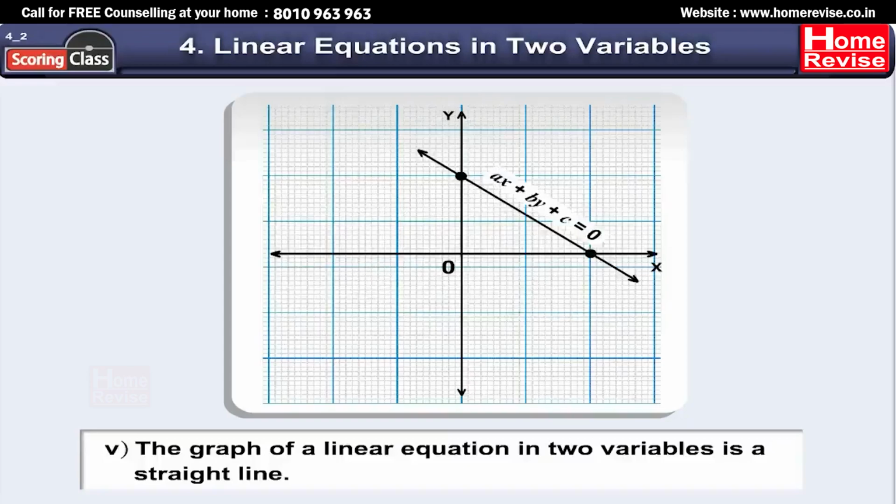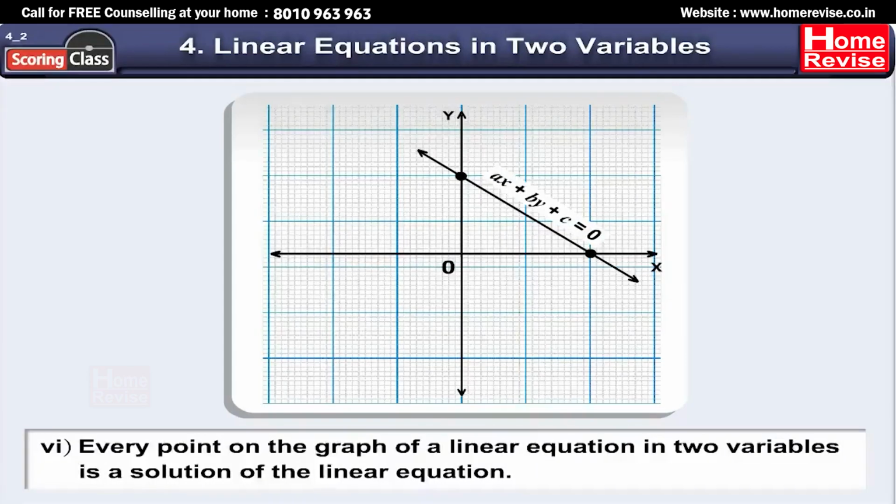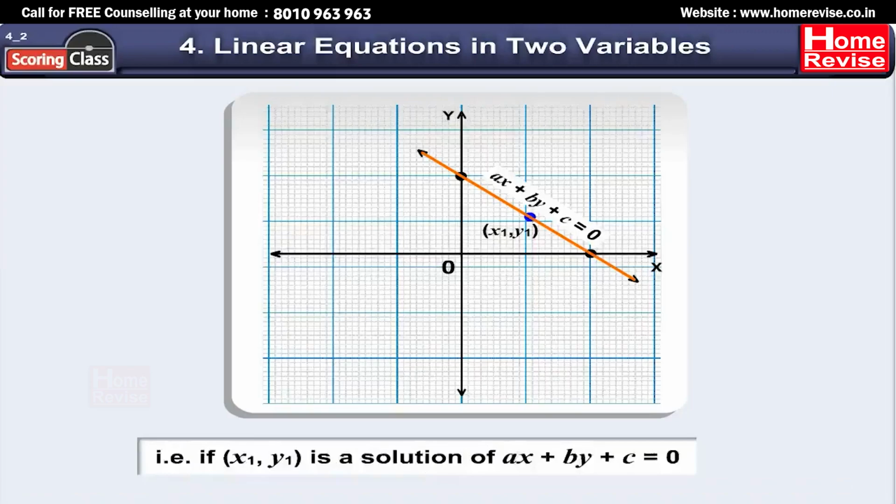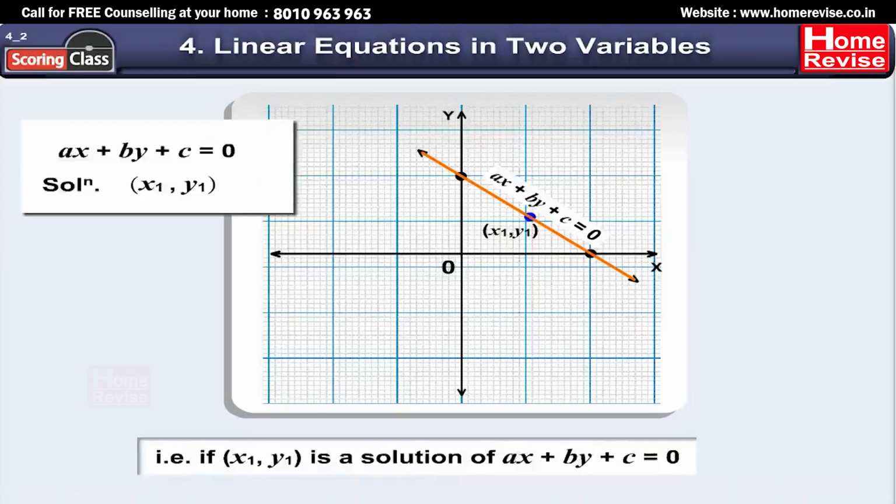Number 6. Every point on the graph of linear equation in two variables is a solution of the linear equation. On the other hand, every solution of a linear equation is a point on the graph of the linear equation. That is, if (x1, y1) is a solution of ax plus by plus c is equal to 0, then (x1, y1) lies on the graph of the equation ax plus by plus c is equal to 0.